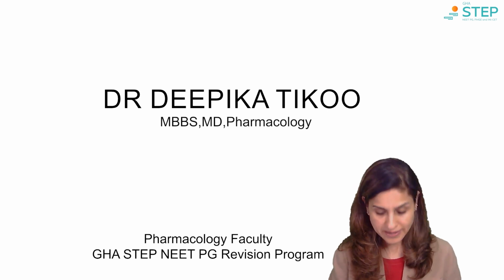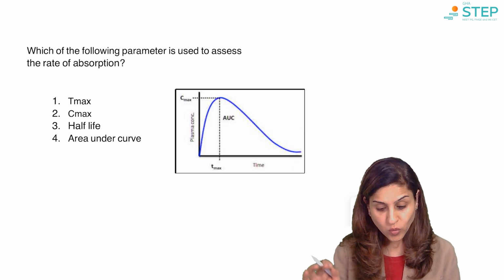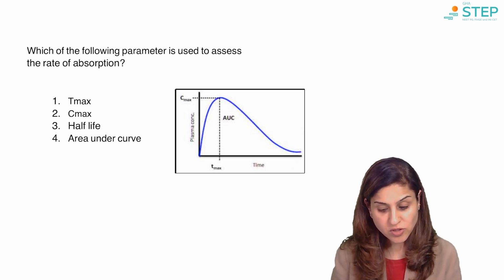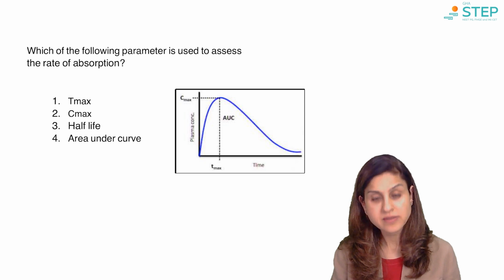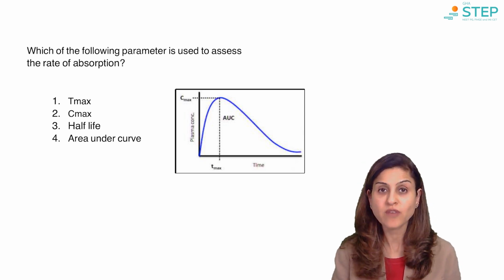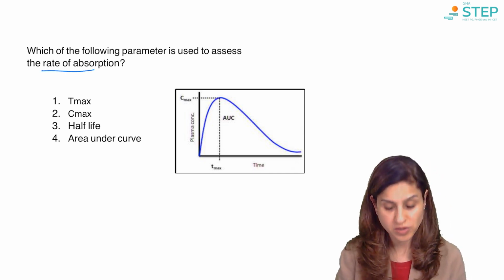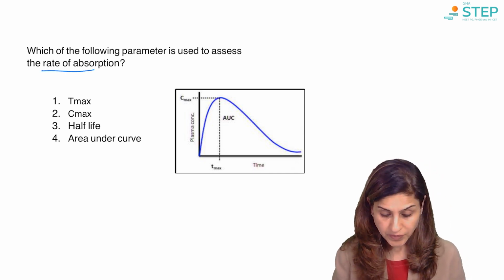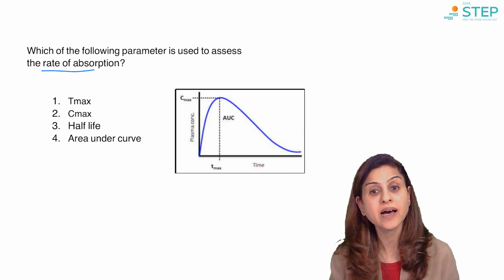So let's get started. The first image here that you see is: which of the following parameters is used to assess the rate of absorption? What you're given here is a graph with certain variables present, and you have to identify which of them is going to assess the rate of absorption. Your options are Tmax, Cmax, half-life and area under curve.